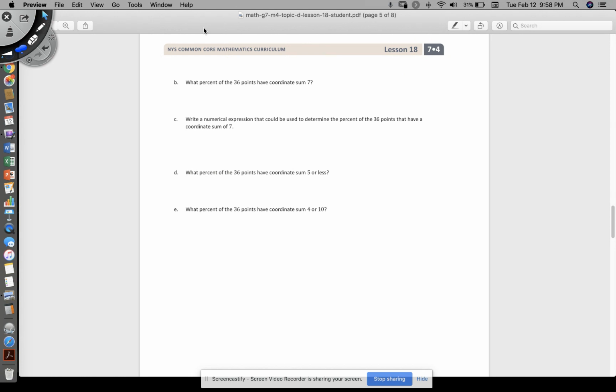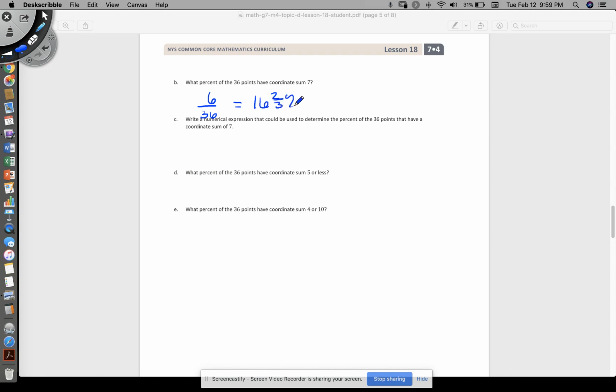All right, this is the last little bit here. We have what percent of the 36 points had the coordinate sum of 7? So there was 36 points there, 36 dots. How many of them added up to 7? 6 of them. Now, if you divide that out, you would get 16 and 2/3 because you'll notice you have a repeat decimal.